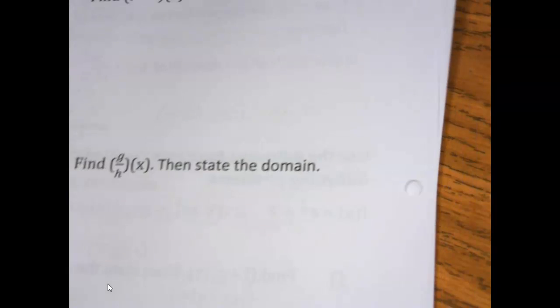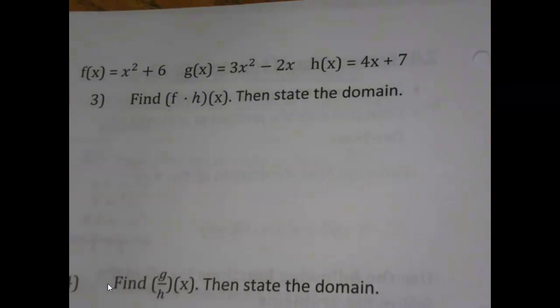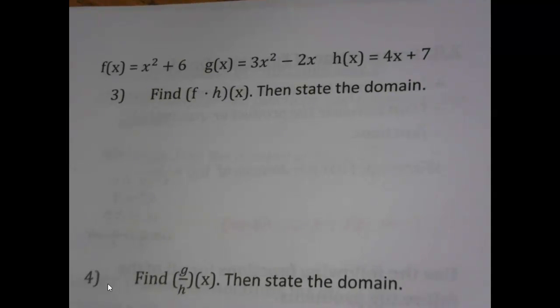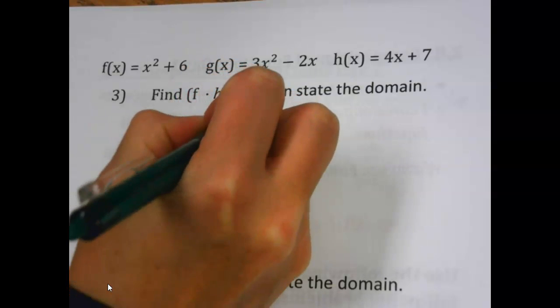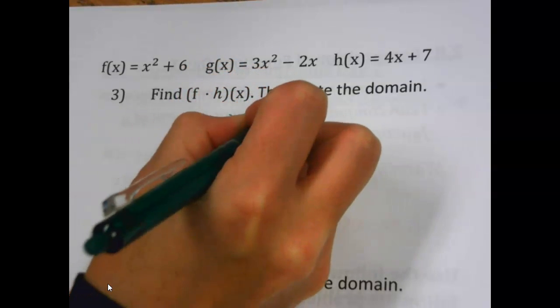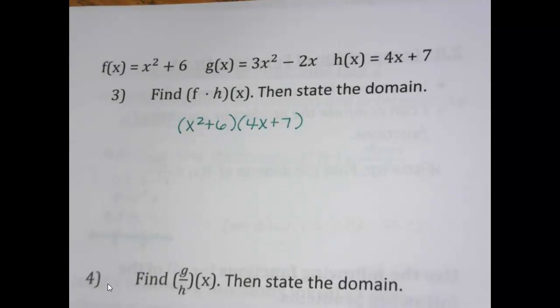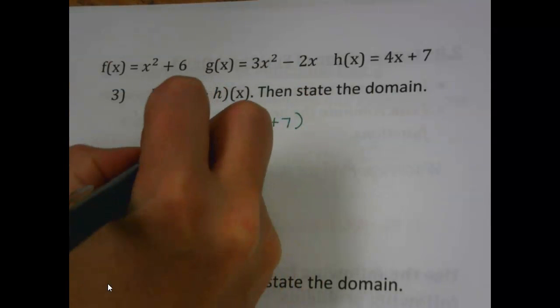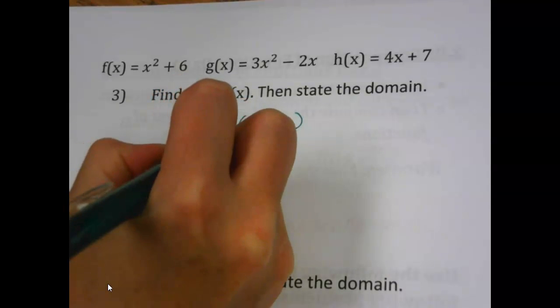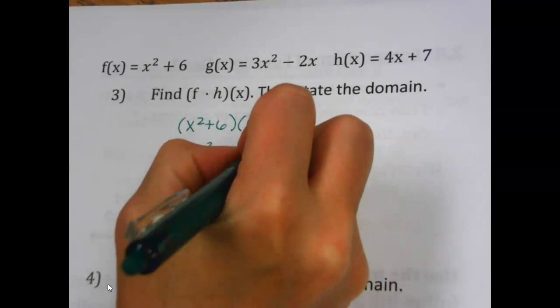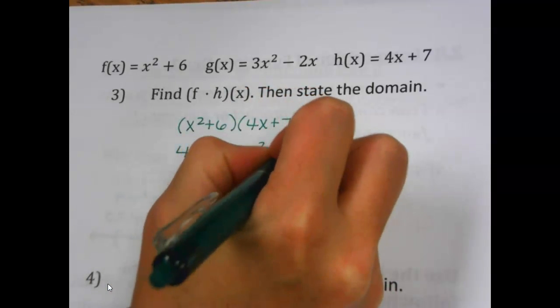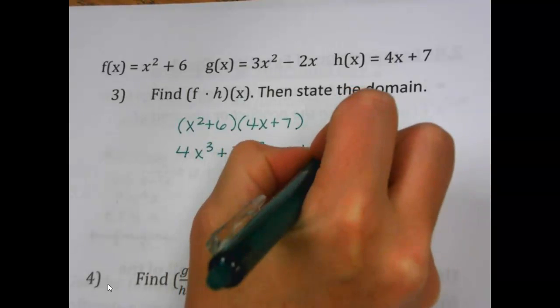All right. Next up, we want to find f times h of x, then state the domain. So our f of x is x squared plus 6. Our h of x is 4x plus 7. And we want to multiply that, so we're going to FOIL. X squared times 4x, 4x cubed, x squared times 7, 7x squared, plus 24x, plus 42.